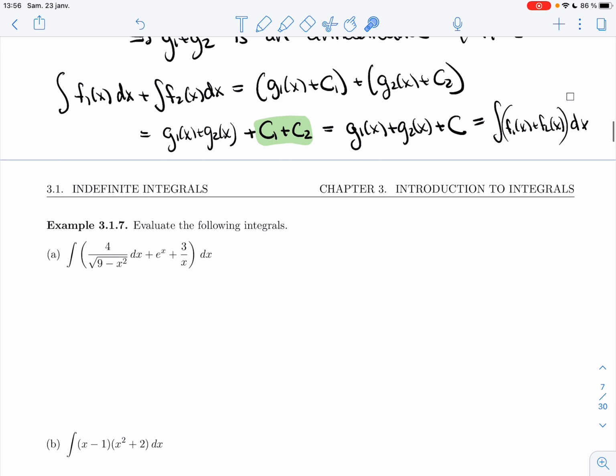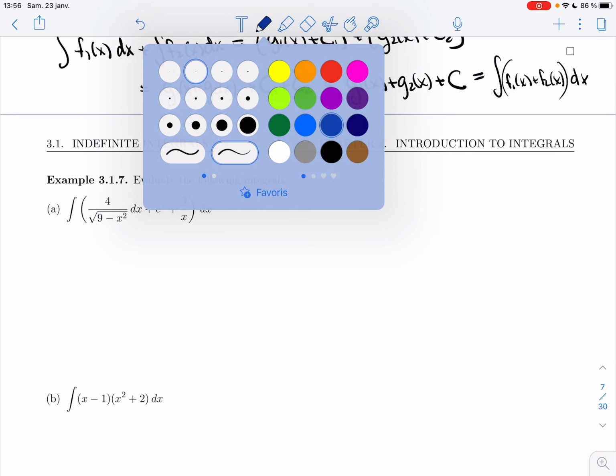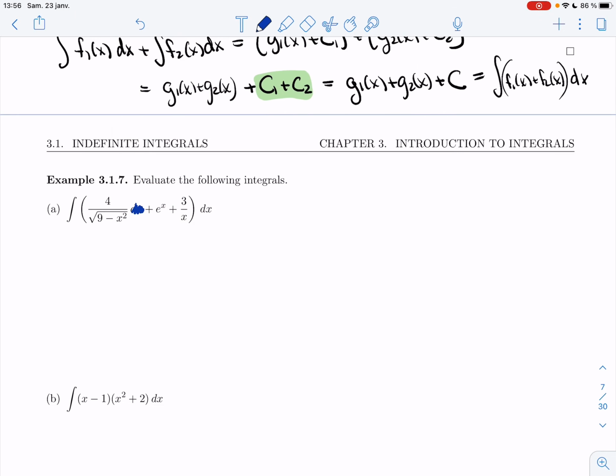All right, let's do a few more examples before we move on to more complicated rules. All right, so let's evaluate the following integrals. I have a huge sum. Oh, sorry, there isn't supposed to be a dx. I'll remove it before I give you the notes. There isn't supposed to be a dx here. So I have this huge sum. I'm going to split it up into three different sums. So integral of 4 square root of 9 minus x squared, integral of e to the x, and integral of 3 over x.